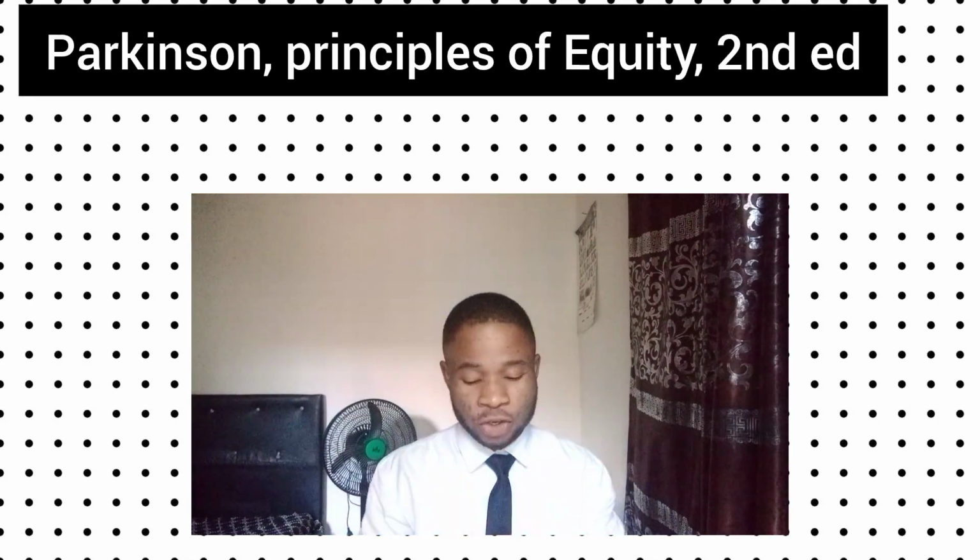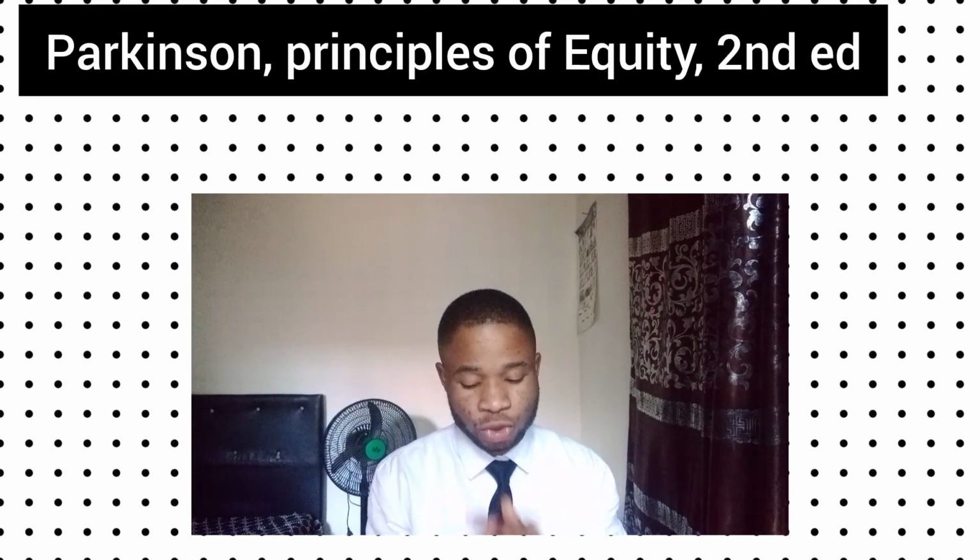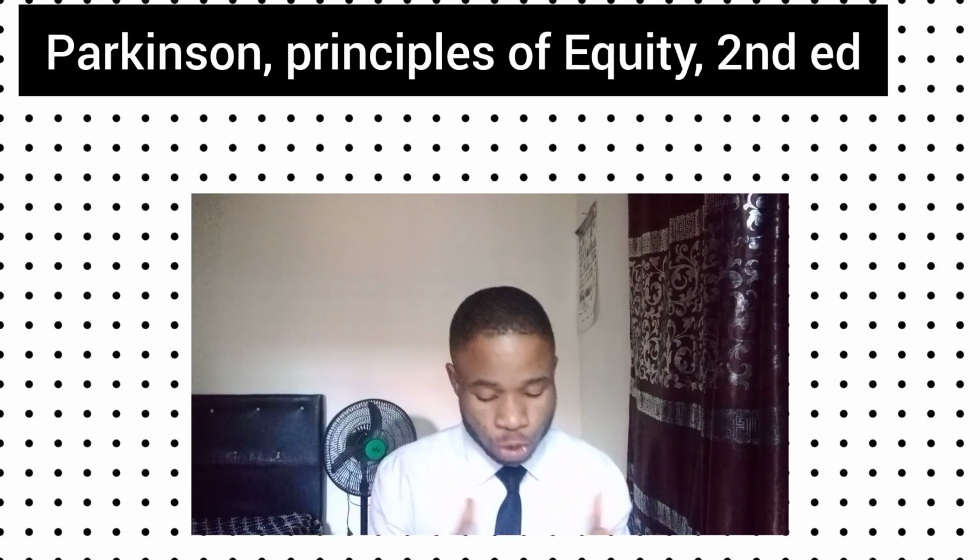First, according to Parkinson in Principles of Equity, second edition, this is how he defines a constructive trust. A constructive trust is a trust which is imposed by operation of law in circumstances where, according to equitable principles, it will be unconscionable for the legal owner of the property to retain the beneficial interest in the property.